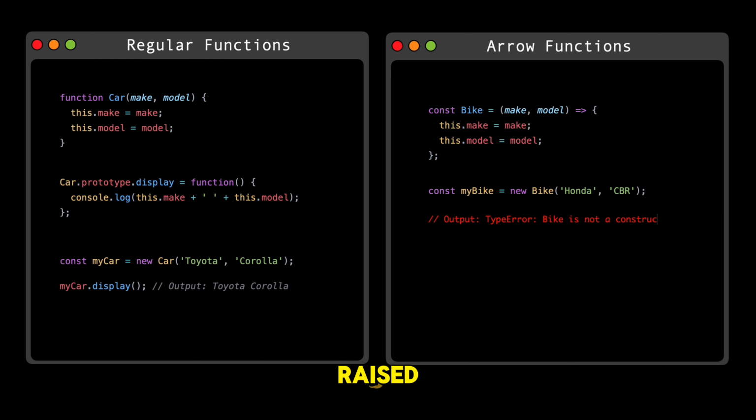An error is raised when we use the new keyword with Bike, which is an arrow function. The error message, TypeError: Bike is not a constructor, tells us that arrow functions are fundamentally unsuited to be used as constructors. Unlike traditional functions, they lack a prototype property, which is required for a function to be called with new.